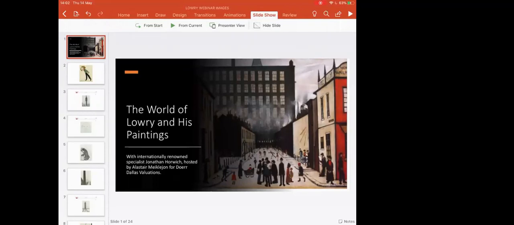So here we are again with Jonathan, one of my good friends, talking about one of Britain's best known 20th century artists, Lawrence Stephen Lowry. So Jonathan, what drew you to Lowry as an artist?